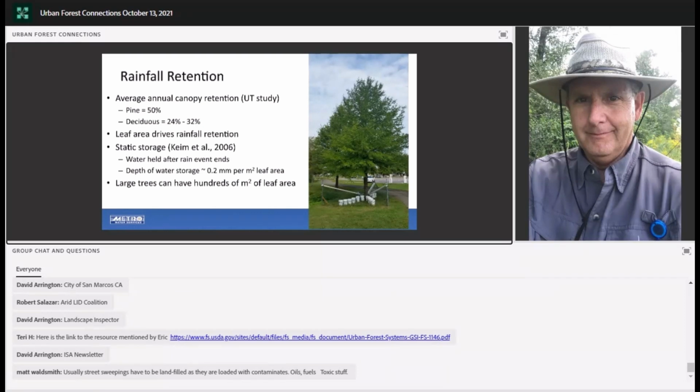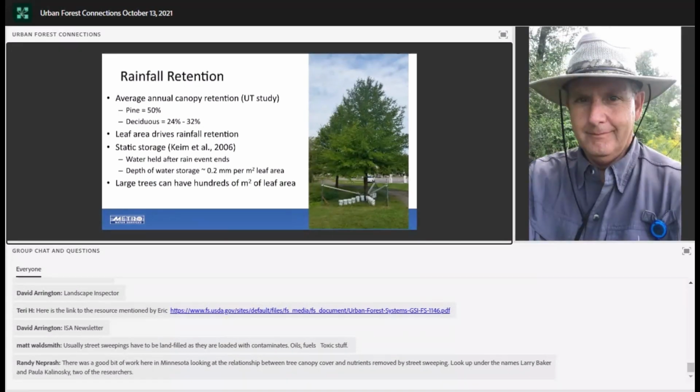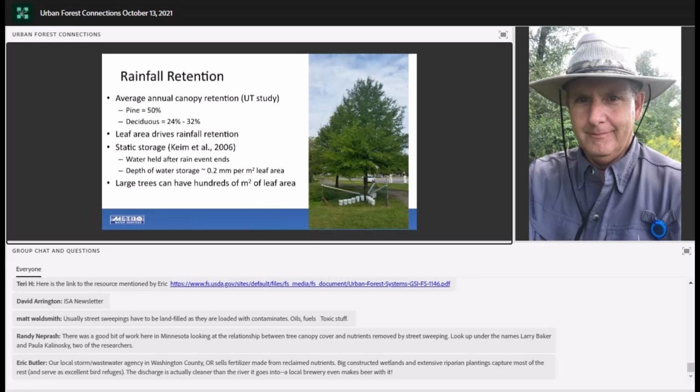As Trisha mentioned, leaf area drives this rainfall retention. As rain falls, it hits that surface area up in the canopy, and a percentage of it is retained there in the canopy. In his dissertation, Richard Keim talked about different storage strategies that trees use, static storage and dynamic storage. Static storage is what is used for rainfall retention. It's the water held in the tree canopy after a rainfall event. It never becomes stormwater runoff. It eventually evaporates.